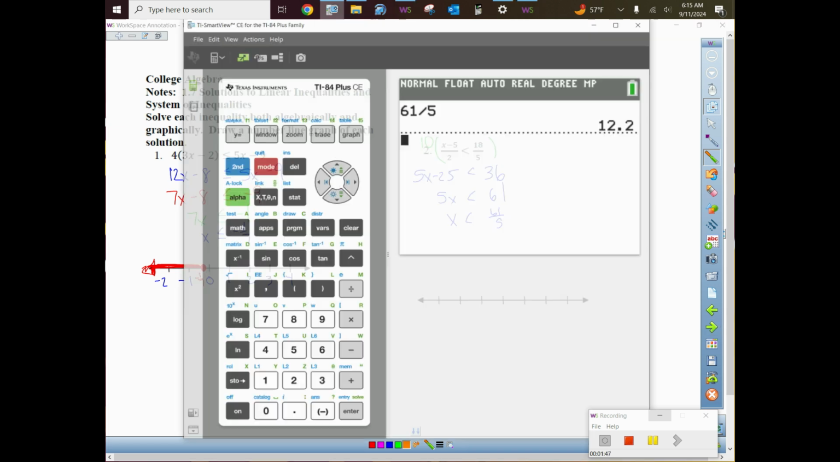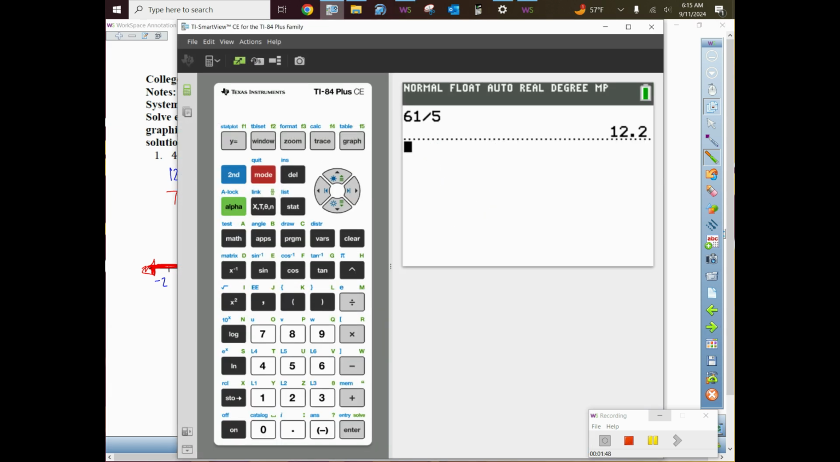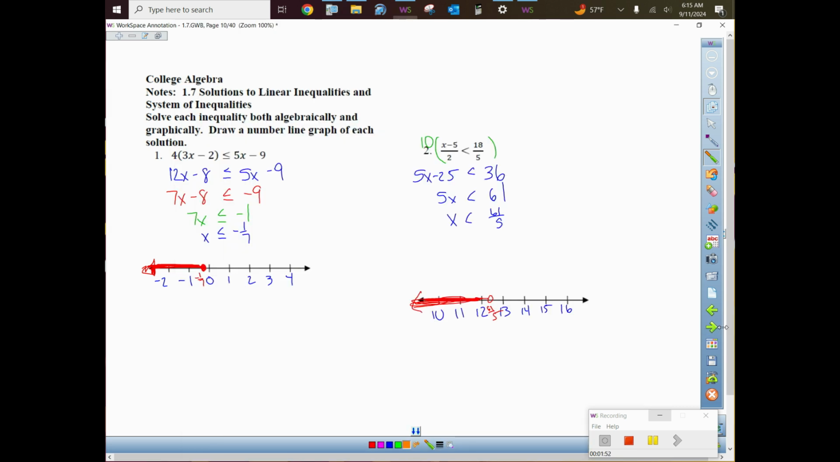Punching that in to kind of see where we're at. 61 divided by 5 is like 12.2. So that tells me when I want to make my scale, I've got to have a 12 on there. And then, of course, I'll finish it all out. And 12.2 is roughly there. It's going to be an open dot, and the arrow goes to the left in that situation. So no big deal here.